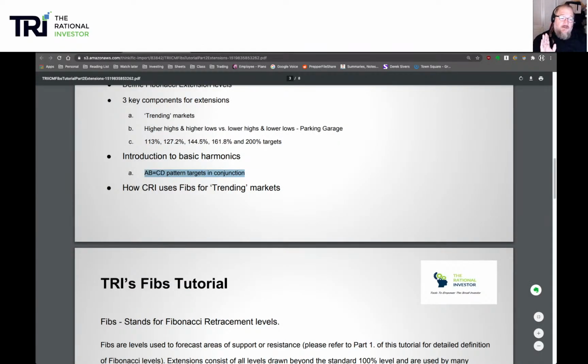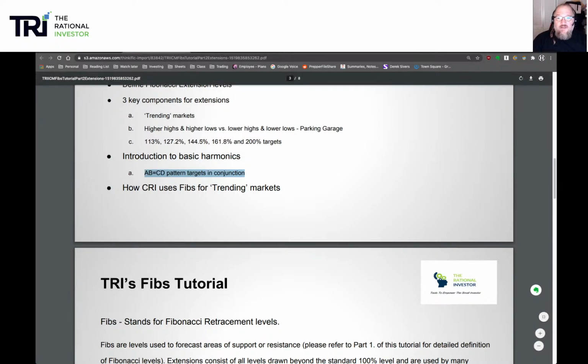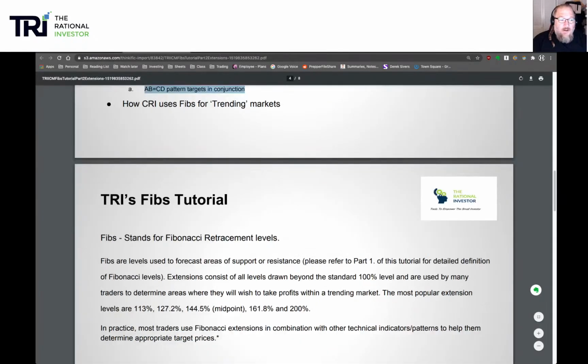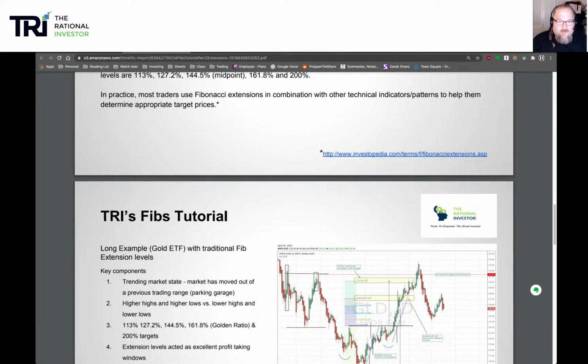So that bot where we're doing the full A, B, C, D is the one time that we're really going to be using extensions a fair amount, right? Most of the time, what we're going to be looking for in our target is going to be based on the retracement of the last move, and I'll show you what that means in a little bit here.